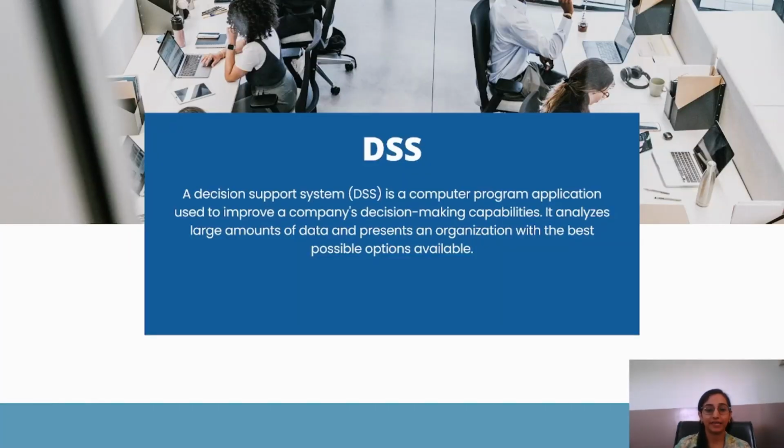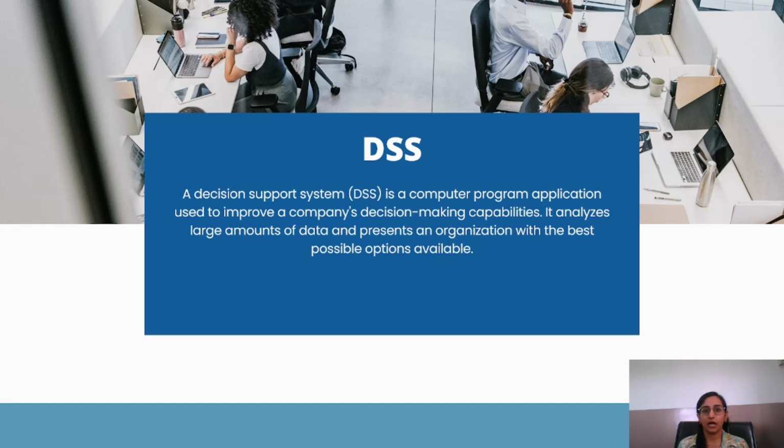So our first topic is DSS. DSS is also known as decision support system. It is a type of computer program that helps companies make better decisions. Think of it as a smart assistant that processes a lot of information and then suggests the best choices available.